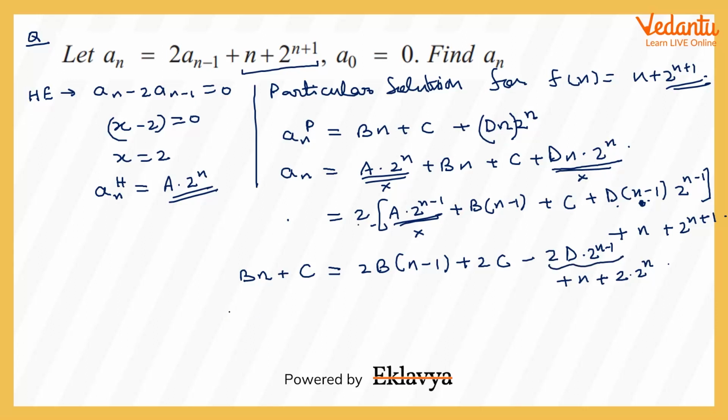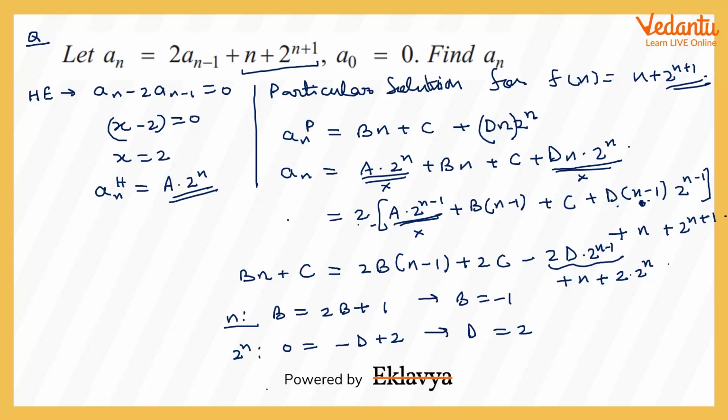Now if I compare the coefficients of, let us say, n, we are getting b is equal to 2b plus 1, which will give b as minus 1. If I compare the coefficients of 2 power n on both sides, on the left hand side it is 0, on the right hand side it is minus 2 minus d plus 2, which gives d to be equal to 2. And then comes the constant term.